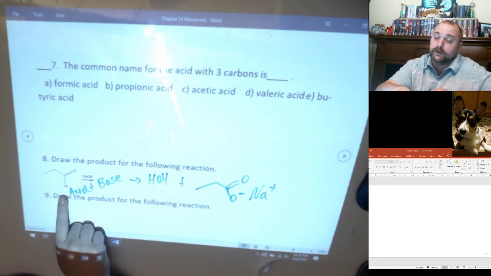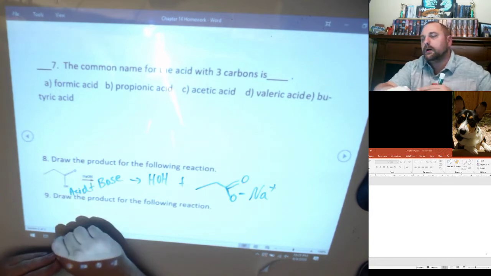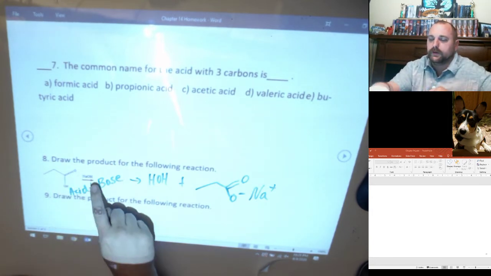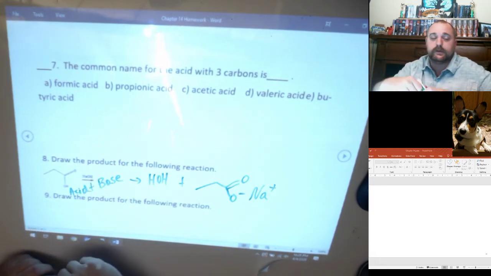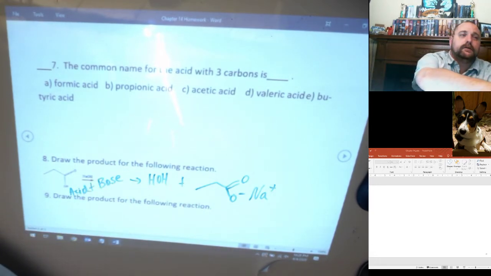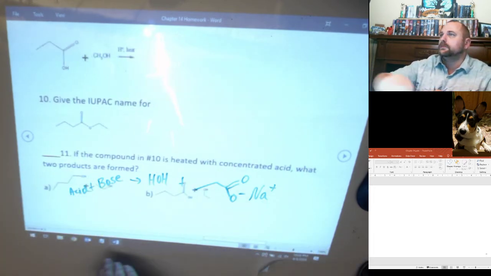Be careful because we also have saponifications, which started with esters. So just seeing that NaOH doesn't immediately mean it's an acid-base reaction, but that is a base. It's a strong base.